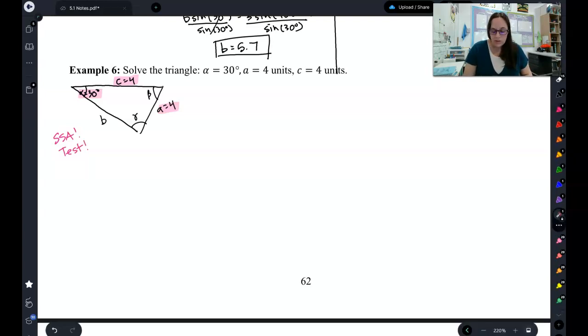So once you solve for gamma, then do the test. Remember, if it's less than 180, you have two triangles. If it's greater than or equal to 180, you have one triangle. So solve for gamma, do the test on your own just to figure out how many triangles I've got here, and then come back to check if you did that part right.